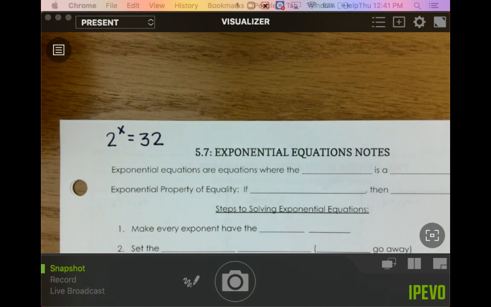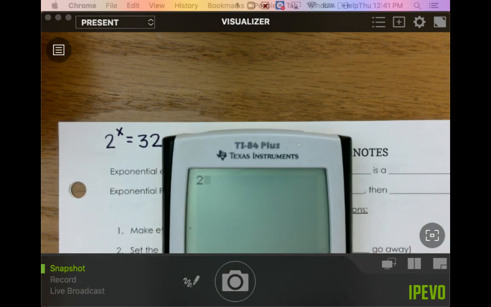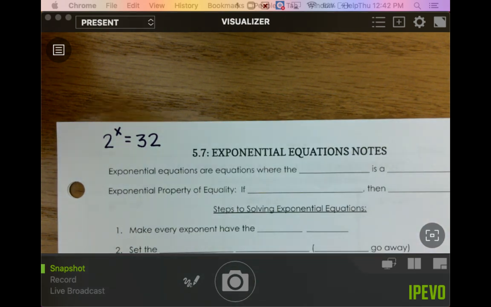So for instance, I could try 2 to the power of 3. That's 8. I need to keep going higher, so I'm going to try 2 to the power of 4. I'm almost there. It's 2 to the power of 5. So in this case, x would be 5.